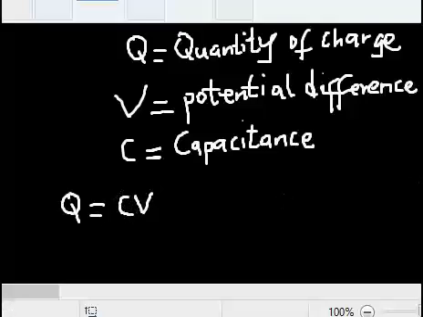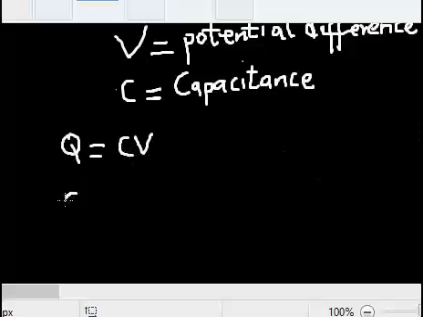So the capacitance now, if I make it the subject of the formula, C is going to be equal to Q over V. So the capacitance of a capacitor, from this formula, we can define as the measure or the quantity of charge a capacitor can store per unit voltage. Now the charge a capacitor stores per unit voltage varies depending on the capacitance.